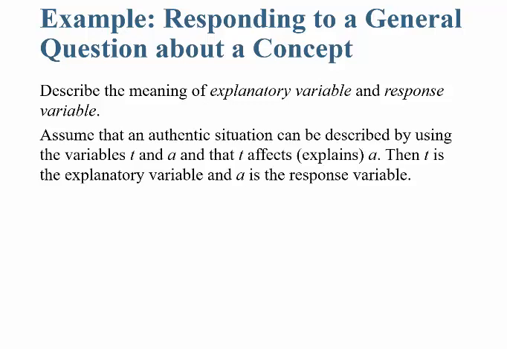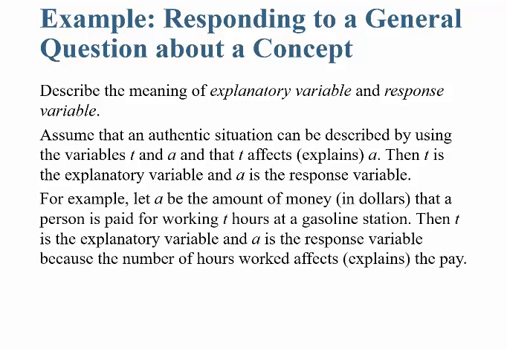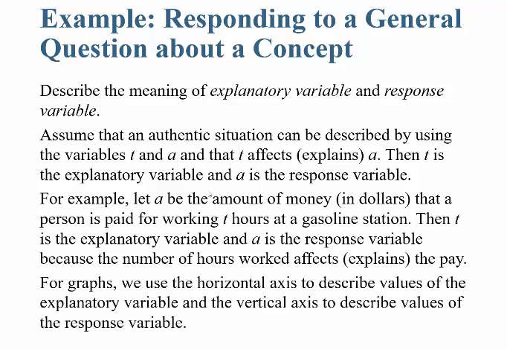All right, assume that a situation can be described by using variables. Doesn't matter what you call them, T and A, and that T affects or explains A, then T is always going to be the explanatory variable, and A is always going to be the response variable. So for example, as I was saying, let A be the amount of money in dollars that a person is paid for working T hours at a gasoline station. Well, obviously, the more hours you work, the more money you make. So then T is the explanatory variable and A is the response variable. Why? Well, because the number of hours worked affects or explains the pay that somebody will make. And for graphs, remember to use the horizontal axis to describe values of the explanatory variable and the vertical axis to describe values of the response variable.